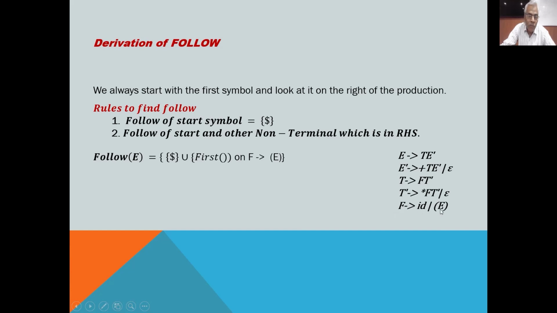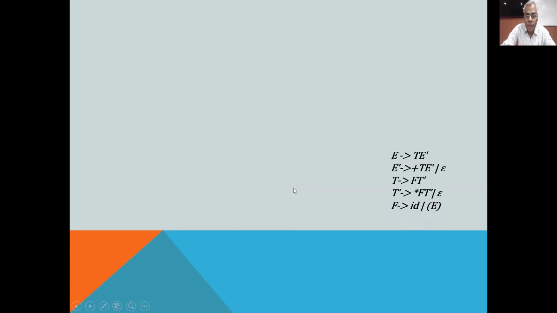F to (E). So the follow of this E will be dollar union first of this. Follow of this E will be equal to the follow of first of the next symbol, that is closing bracket. So dollar and first of closing bracket on the given production F to (E). So we get two different symbols, dollar and closing bracket, for this follow of E.